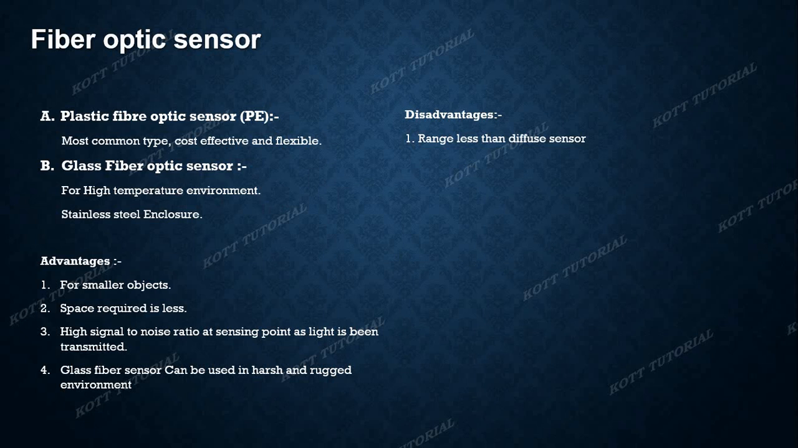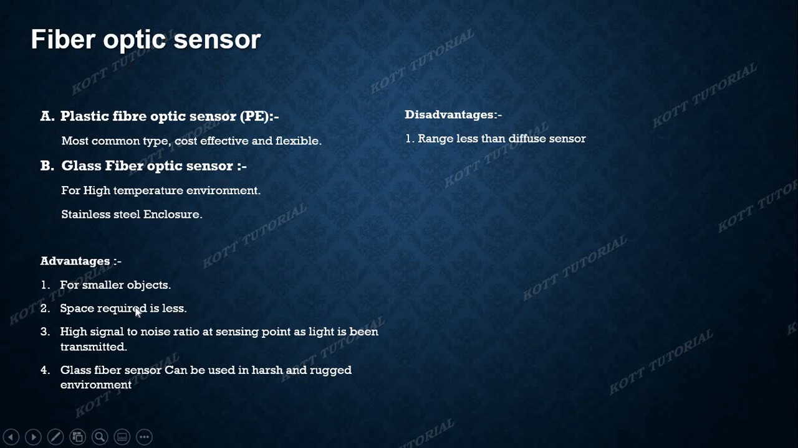Say if we are using a fiber optic sensor for glass production, for counting of glass when it is just coming out of the hot furnace, at that time we can use a stainless steel enclosure glass fiber optic photoelectric sensor, because the glass coming out of the furnace is very hot and the glass fiber can work very successfully. If I am using a plastic fiber, then after a few months it would not work properly. So that is the reason and the difference between the glass fiber and the plastic fiber.